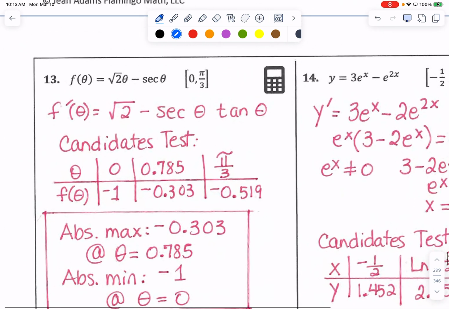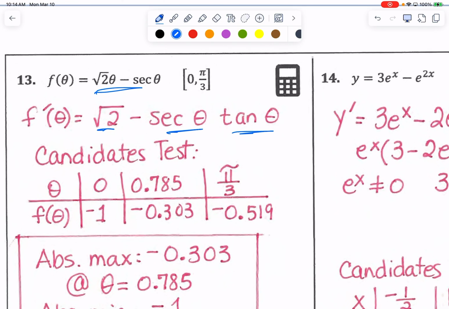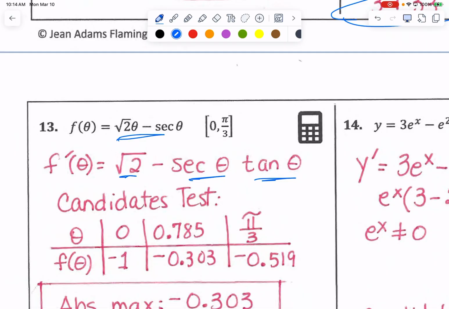This one right here, a little shiesty. I had to, so take the derivative of this. You end up with root 2 minus secant tangent. I'm going to tell you right now, most of you on that one, you're setting that equal to 0 with the calculator. So here's what you're doing. Everybody get your calculator out. You're going to type in root 2 theta minus secant theta tangent theta into y1. And I'm going to show you how to use the calculator. And I want from 0 to pi over 3, so let's keep that in mind.